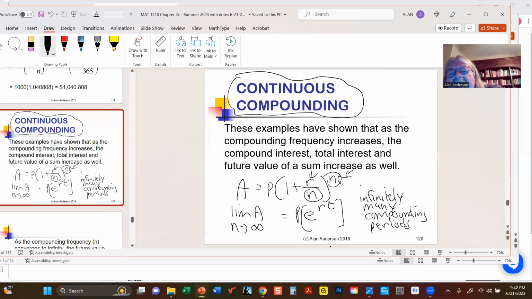In other words, when we have what's called continuous compounding, then the balance in our bank account will grow at an exponential rate, or else we can think of this as the amount we pay back is going to grow at an exponential rate.